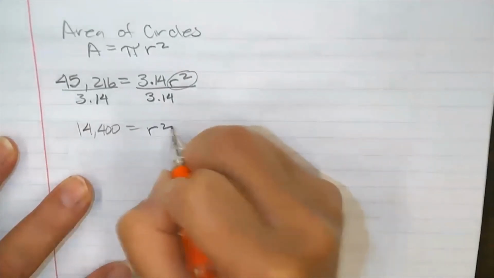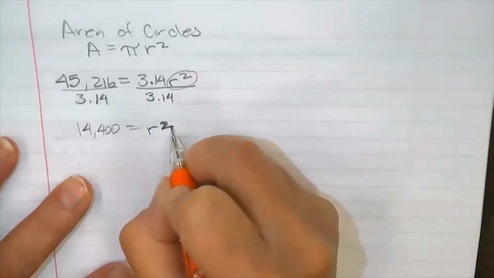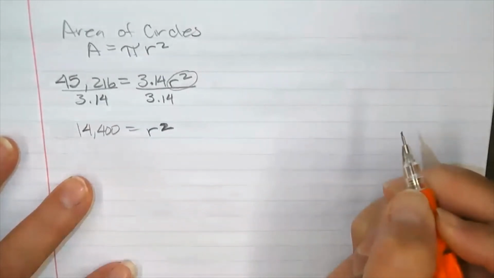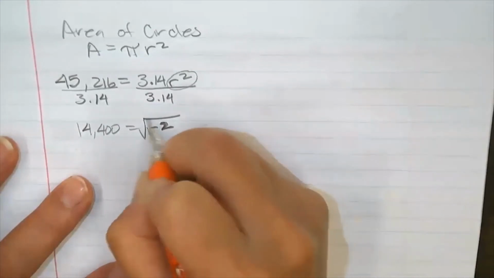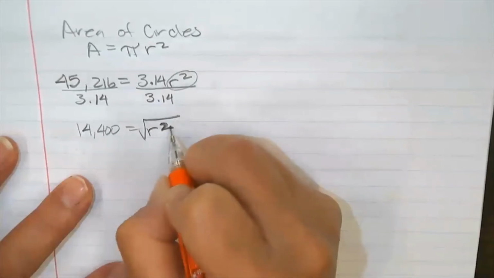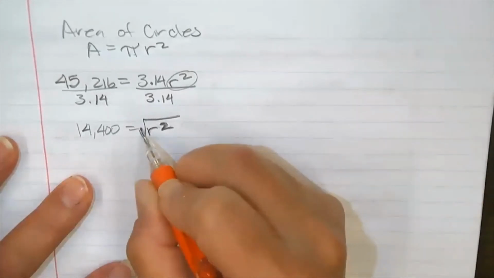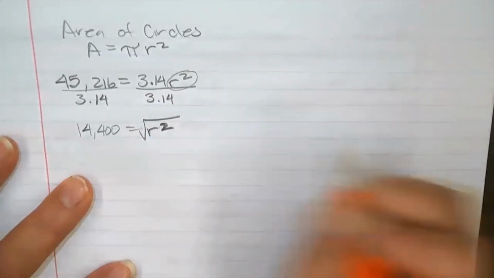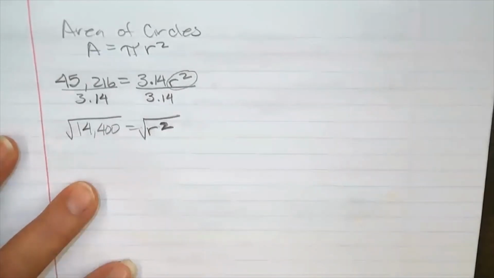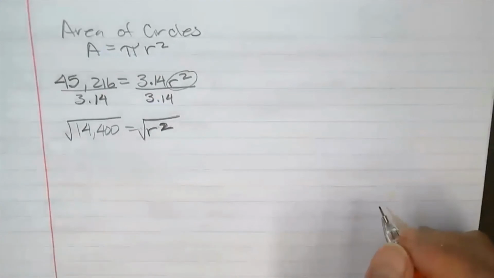14,400 equals r squared. I need to get rid of this squared. I only want one r. So I'm going to square root this because the square root of something squared leaves us just this, right? Because the square root cancels the square. But what I do to one side, I must do to the other. Now here, you're just going to have to use a calculator, basically.